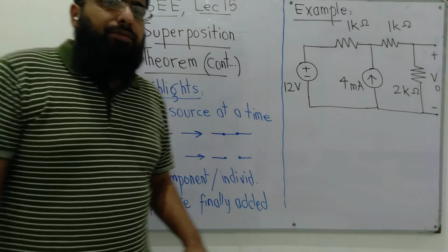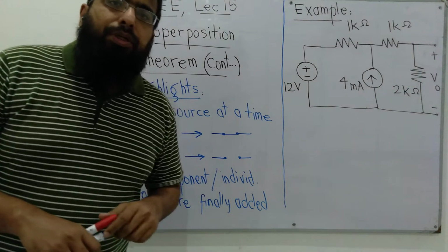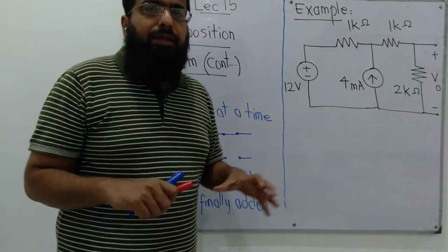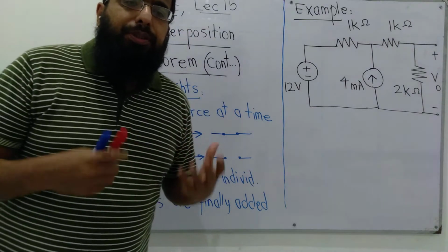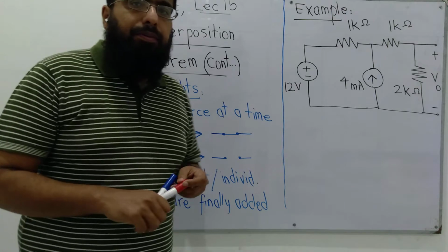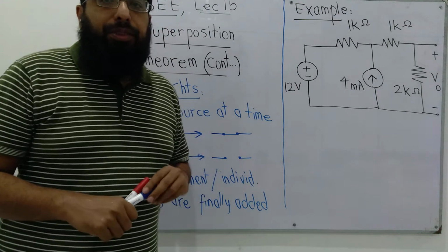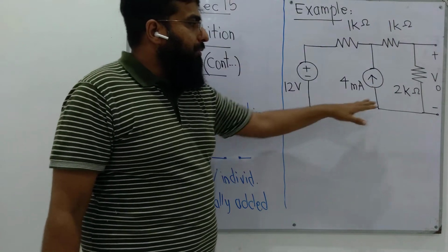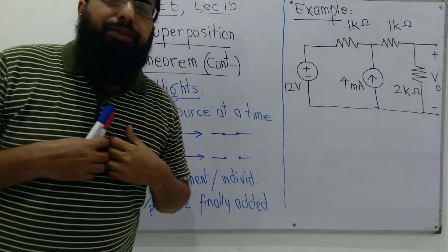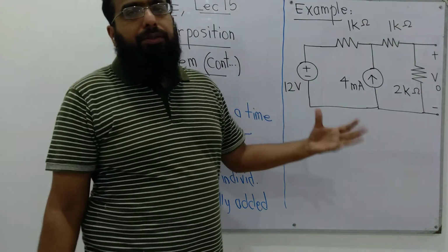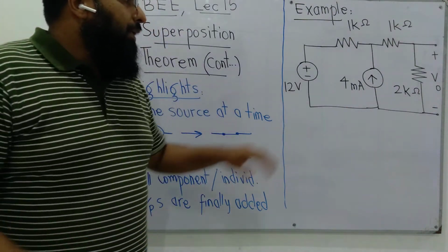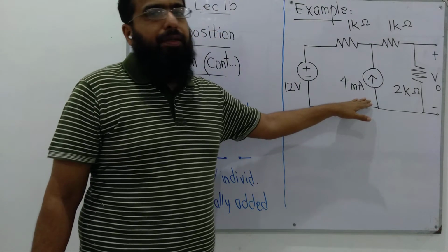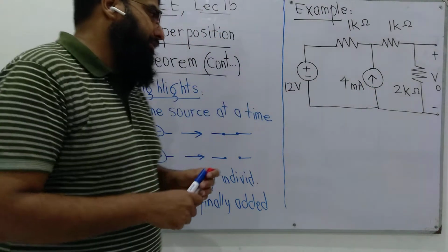In our last lecture, we analyzed a circuit that had two voltage sources and we worked with one voltage source at a time, and then we finally added the outputs that we obtained by keeping one source at a time. Here we have two sources. One of them is a voltage source, the other is a current source. We'll keep one source and replace the other source with its equivalent resistance. Let's keep this 12 volt voltage source first and replace this 4 milliampere current source with its equivalent resistance.